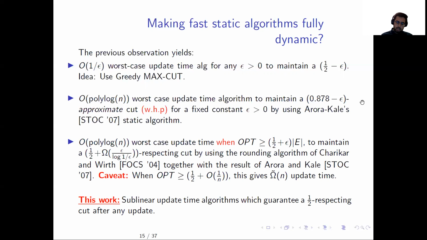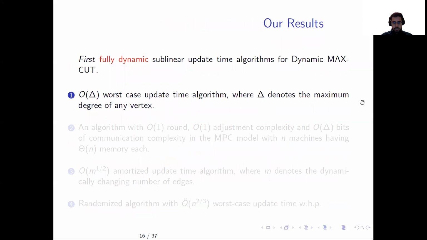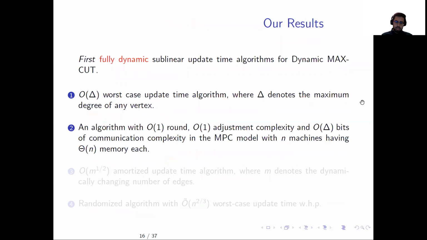So the goal of this work in this talk is to present algorithms which guarantee a half-respecting cut after any edge update in sublinear update time. Our first result is an O(delta) worst case update time algorithm, where delta denotes the maximum degree. Secondly, we show how to generalize this algorithm to the fully dynamic MPC setting. This gives us a very nice distributed algorithm with almost constant round and adjustment complexity. Here the adjustment complexity simply refers to the number of changes that we're making to the underlying cut.